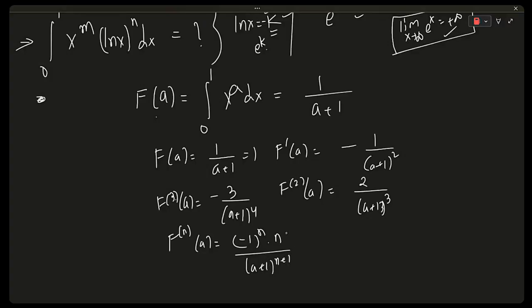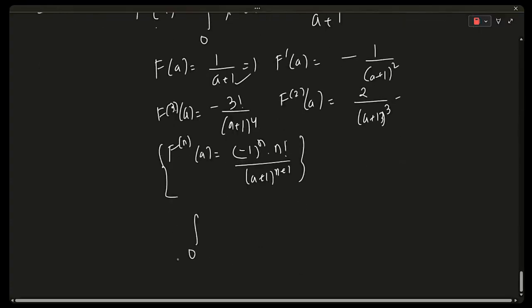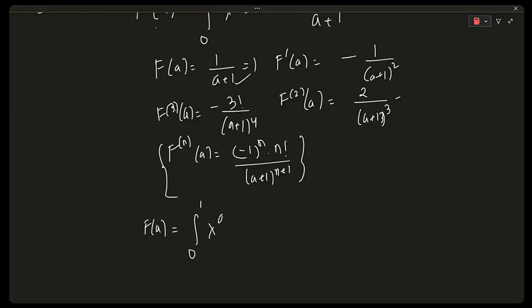Therefore, this is n factorial, by the way, and not n, because we differentiated this and we got 3 factorial here. So n factorial. So we basically get this as the nth derivative of 1 by a plus 1. Now come back to the problem. We also had f of a as this. F of a is integral 0 to 1 x to the power a dx.